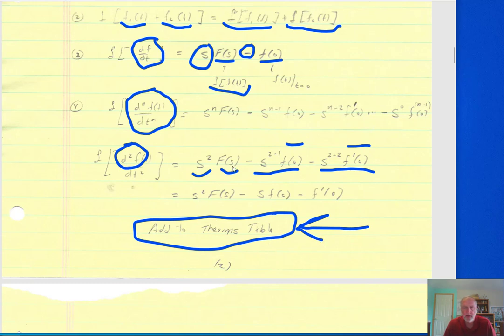So add this bottom one, which is not in the theorems table in the handout, to your handout, because you'll use it all the time. The key feature here is that if you have one derivative, you get s times F of s. If you have two derivatives, you get s squared times F of s. And if you have an nth order derivative, you get s to the n. So every derivative adds another power of s to the Laplace transform.